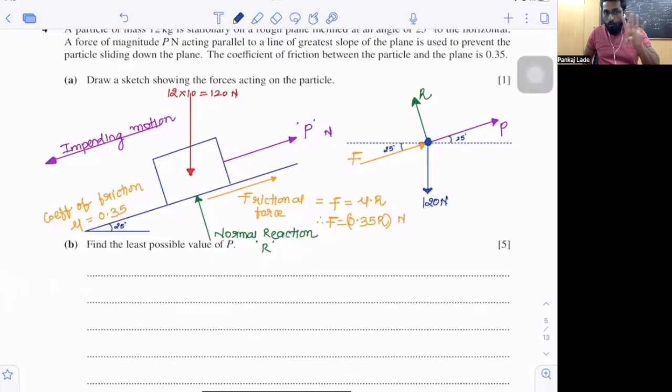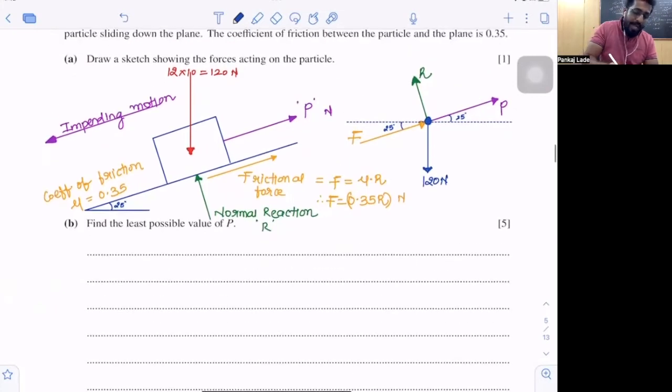So there are a total of 4 forces acting on the body: the force P that is applied to hold the body, the weight of the body vertically downwards, the normal reaction perpendicular to the surface, and the frictional force. Out of 4 forces, there are 3 forces lying along the plane and perpendicular to the plane. So we shift our coordinate axes the same way. This is perpendicular to the plane, that's going to be the y-axis, and this is along the plane, that's going to be the x-axis.